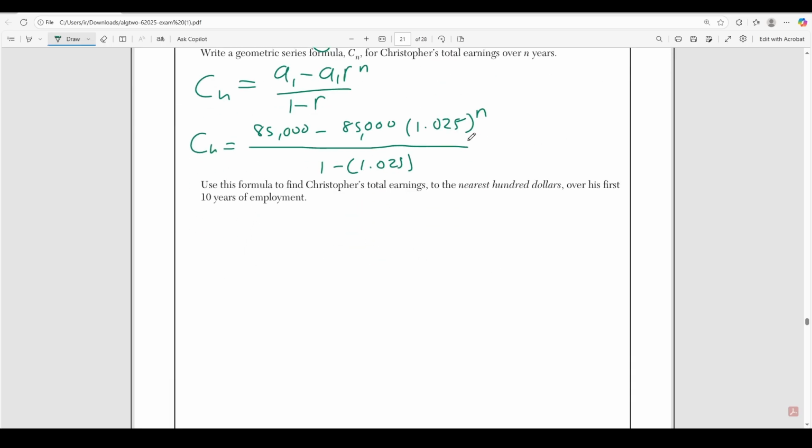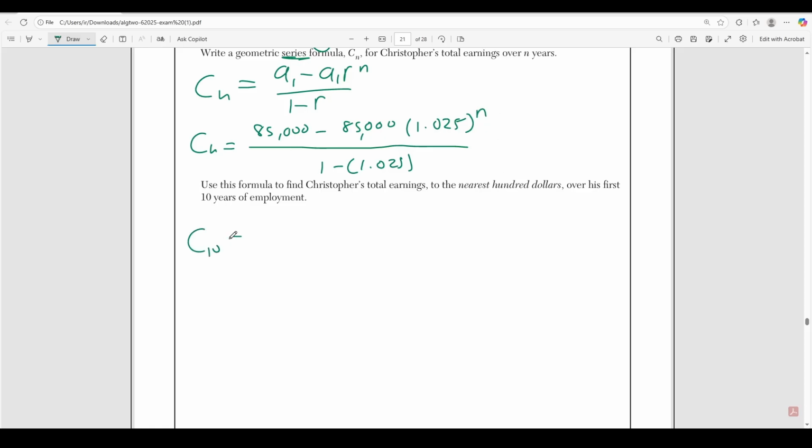All right, so this next part wants us to find his earnings over the first 10 years of employment. So this is a series, remember, you're not using a sequence. Don't use the formula for a sequence. Use the formula for a series. This series pretty much tells you the sum of all of his earnings for a given amount of time, right? So we want to find the sum of all of his earnings for the first 10 years. So guess what? We'll just plug in 10 wherever n is, because n is the number of years.